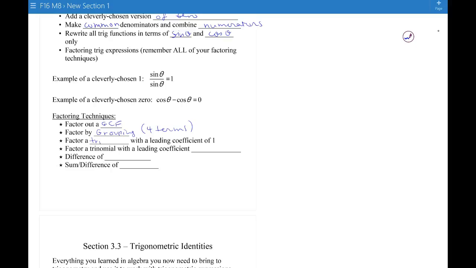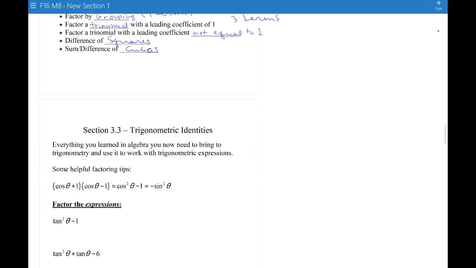So then we learned factor a trinomial with a leading coefficient of 1. So remember, a trinomial has 3 terms, but now the terms are going to have trigonometric functions in them. Factor a trinomial with a leading coefficient not equal to 1. I use a slightly different technique for those. Difference of squares and the sum and difference of cubes. So these are all the factoring methods that you need to be very familiar with, and if you're not, then go back to chapter 1 and there's some good review in chapter 1.